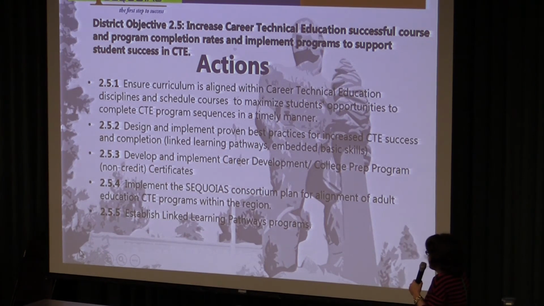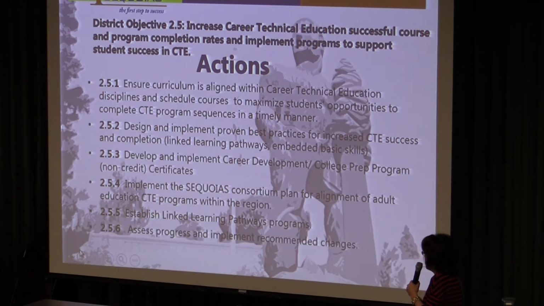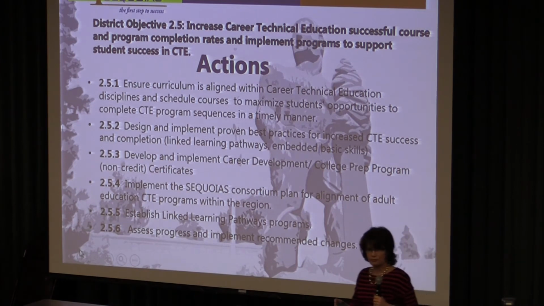Establish linked learning pathway programs. Again, this is a partnership with the high schools. You'll hear like health career academies, business academies, again, making those links with high school students to college. And then lastly, again, assess progress and implement recommended changes. Right.